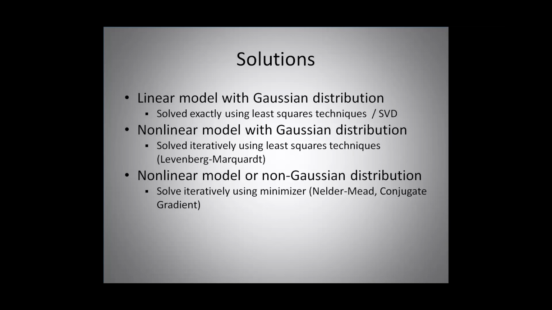Finally, and the really nasty stuff, if you have a nonlinear model or if you have a non-Gaussian distribution, then you have to solve it iteratively using a minimizer. Now, all data modeling is essentially trying to find a minimum. You've got a data model, you've got a set of data, and there is an error of some sort between your data and the model at that point. And what you're trying to do is change the parameters of the model so that the sum of the errors from all of the points is a minimum. And then you have achieved your fit.